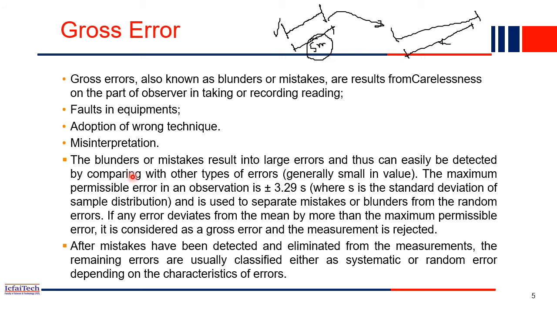So a blunder, a mistake, results in a large error, and thus can easily be detected by comparing with the other types of errors. What I mentioned, this gross error, is actually an error that will be very high.